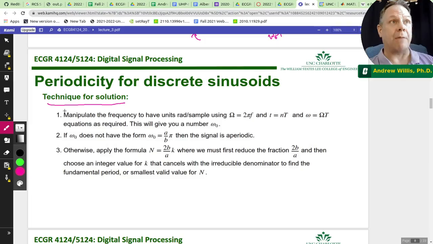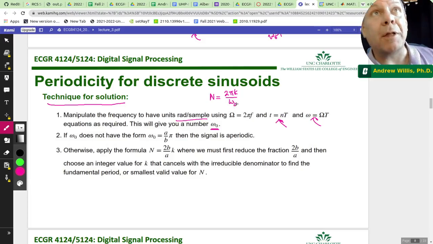It contains 3 steps. First, you have to manipulate the frequency to have units of radians per sample. If you get the frequency in hertz or in some other representation, you have to convert it. You use relations like omega is equal to capital omega times t, and relationships in time like t is equal to nT, and you come up with your discrete frequency omega naught. Then you have your equation. Your equation says that N is equal to 2 pi k over omega naught.